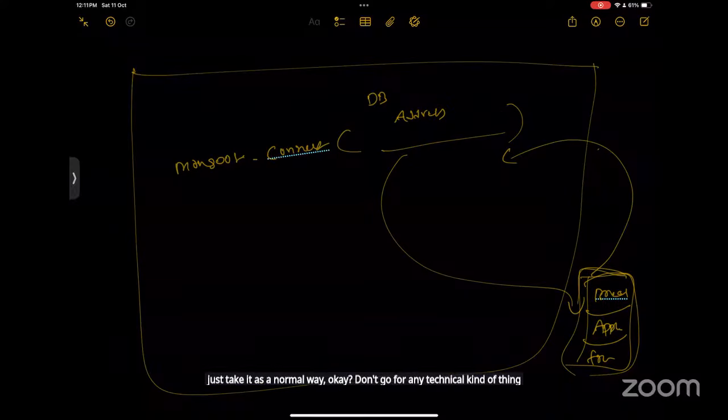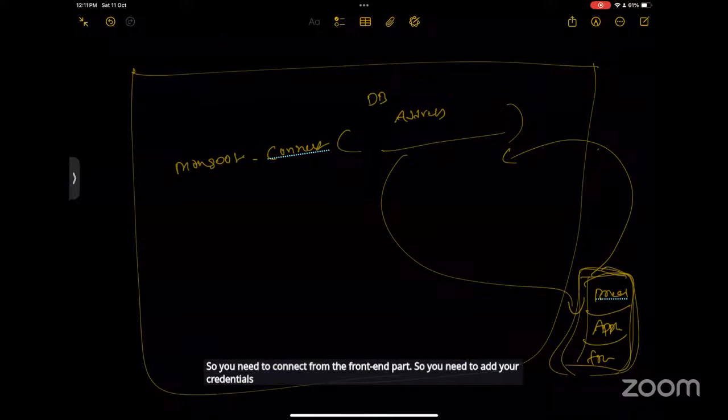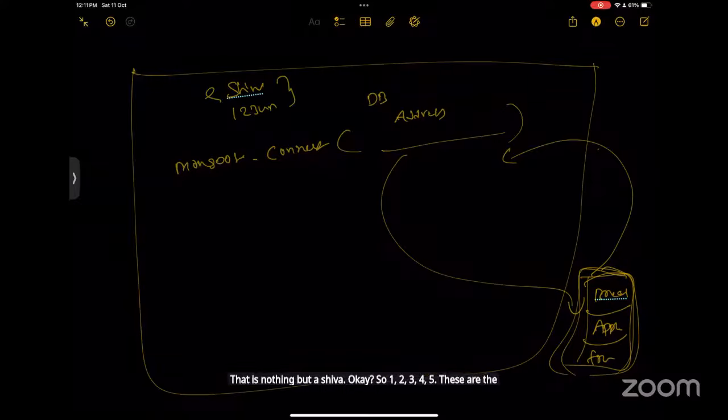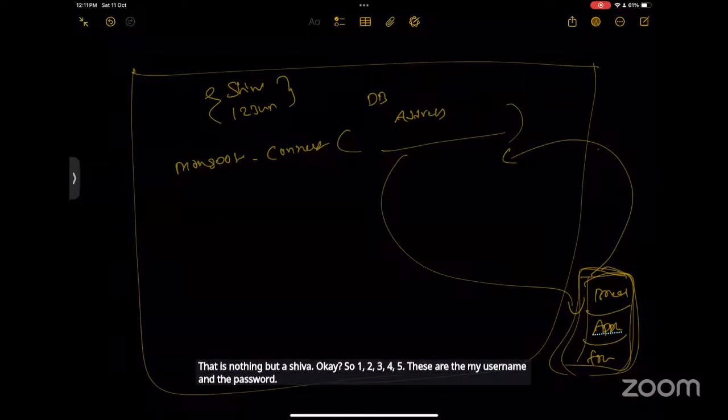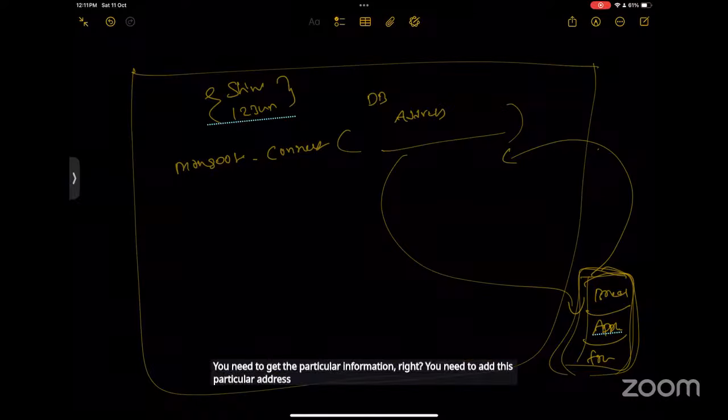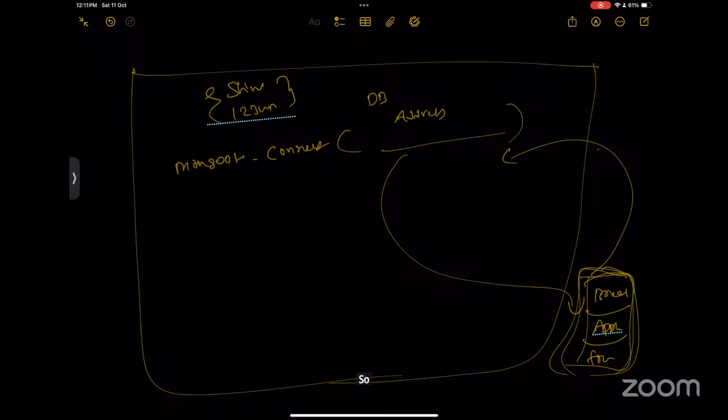So there is one database, so you need to connect from the front end part. You need to add your credentials, right? This particular database credentials is nothing but Shiva. So 1 2 3 4 5, these are my username and password. You need to add this particular address as well as the credentials. So based on those credentials, we will display all the data like this.